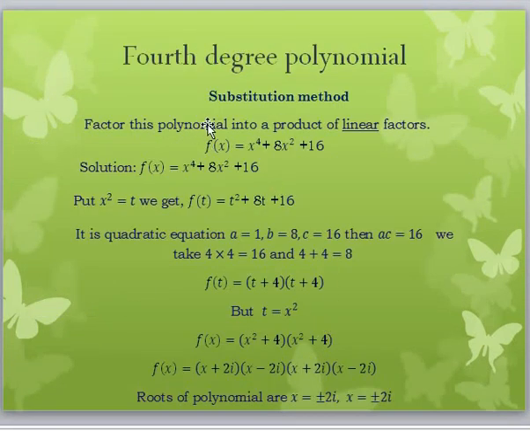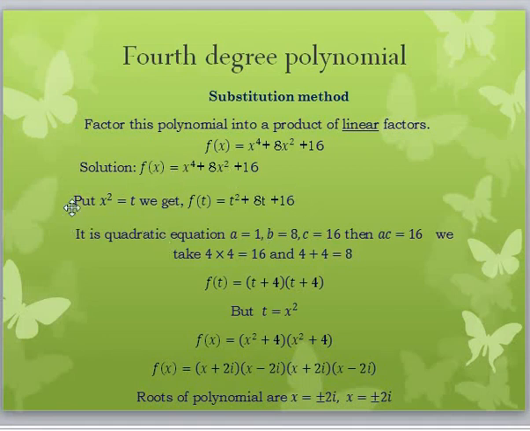So now the 4th degree polynomial. First we learn about the substitution method. Factor this polynomial into the product of linear factors. f of x is given here, x raised to 4 plus 8x square plus 16.